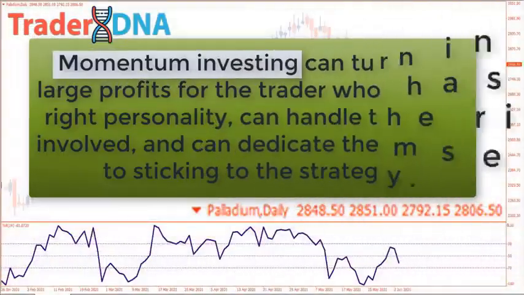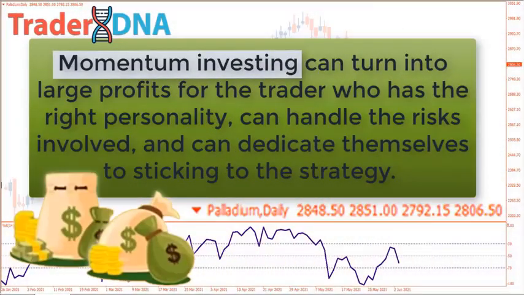Momentum investing can turn into large profits for the trader who has the right personality, can handle the risks involved, and can dedicate themselves to sticking to the strategy.